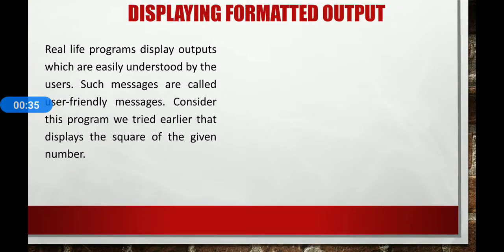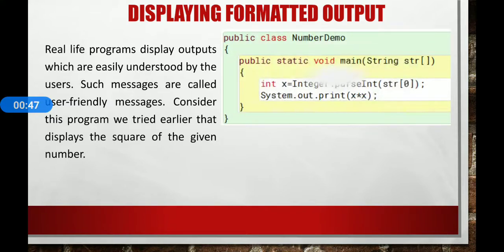Real-life programs display output which is easily understood by the user. Such messages are called user-friendly messages. Consider this program we tried earlier that displays the square of the given number. Here, the argument that we passed in main is stored in the variable x. That's an integer variable, and it will display the multiplication of x and x.